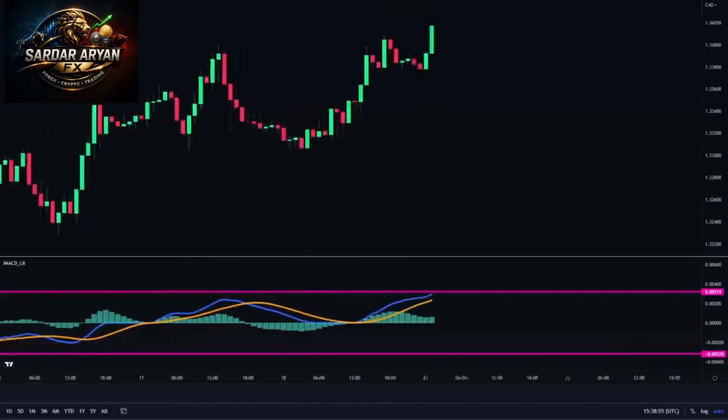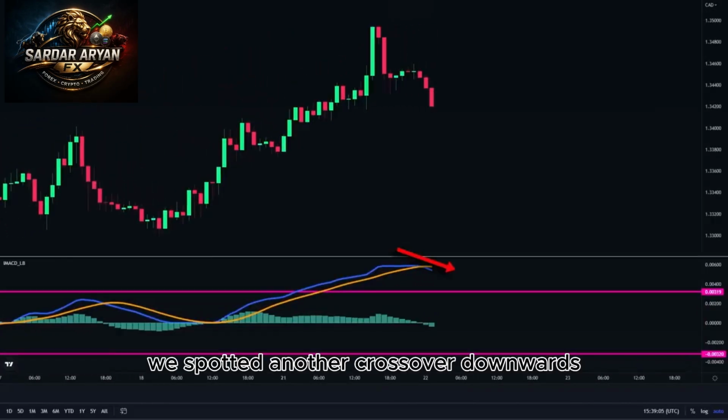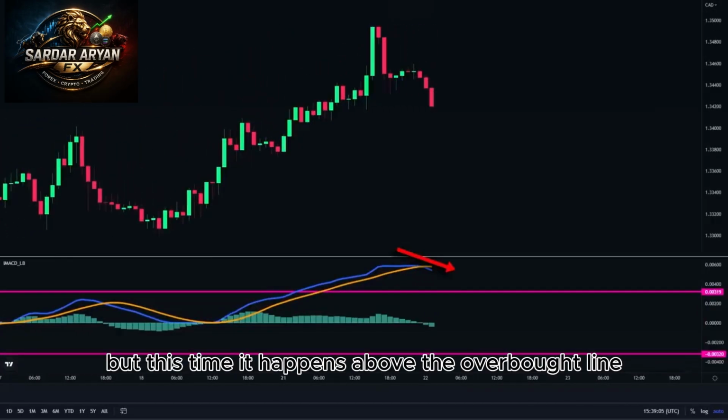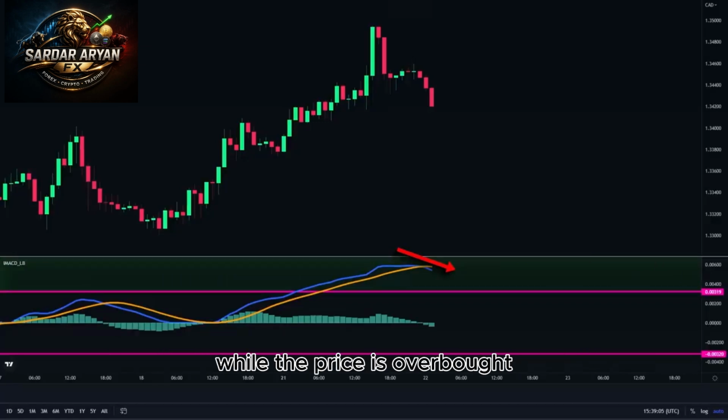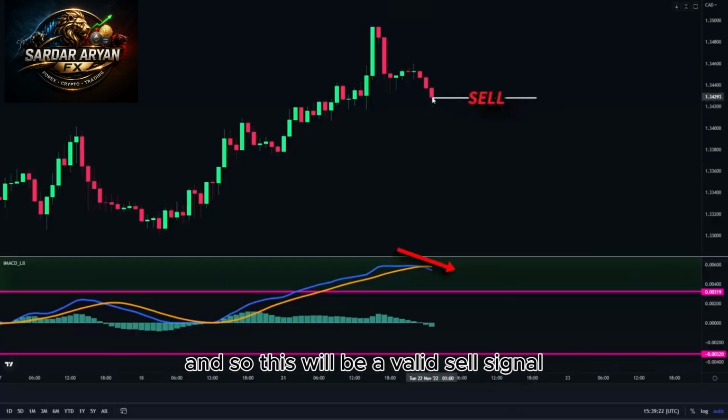Next, we spotted another crossover downwards, but this time, it happened above the overbought line, meaning there's a downwards momentum while the price is overbought. And so this will be a valid sell signal.